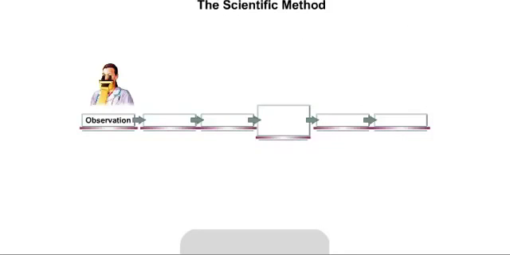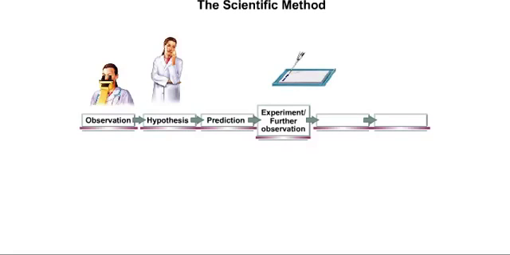raises a question. Next, a possible explanation, called a hypothesis, is formulated to answer the question. But to be useful, that explanation must be testable. Generally, the hypothesis will lead to a prediction. The prediction is tested by experimentation or further observations. The results are then interpreted to form a conclusion.